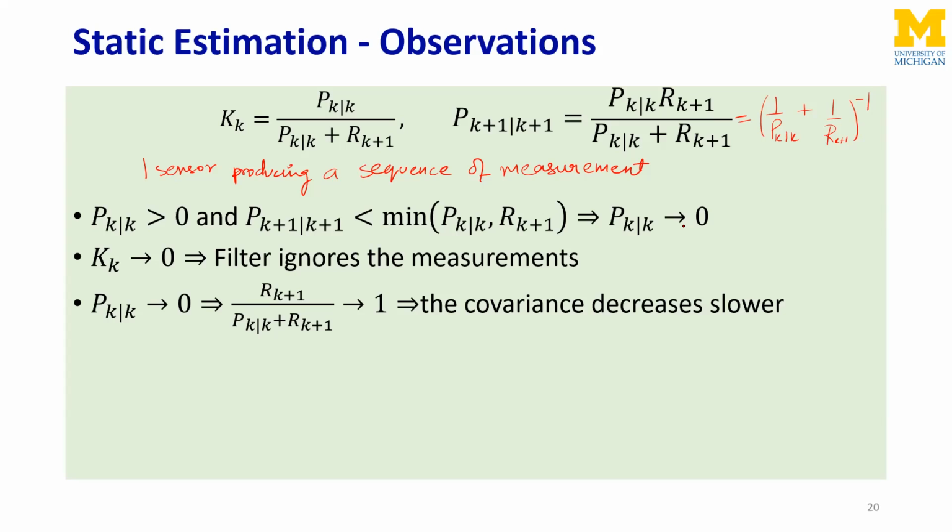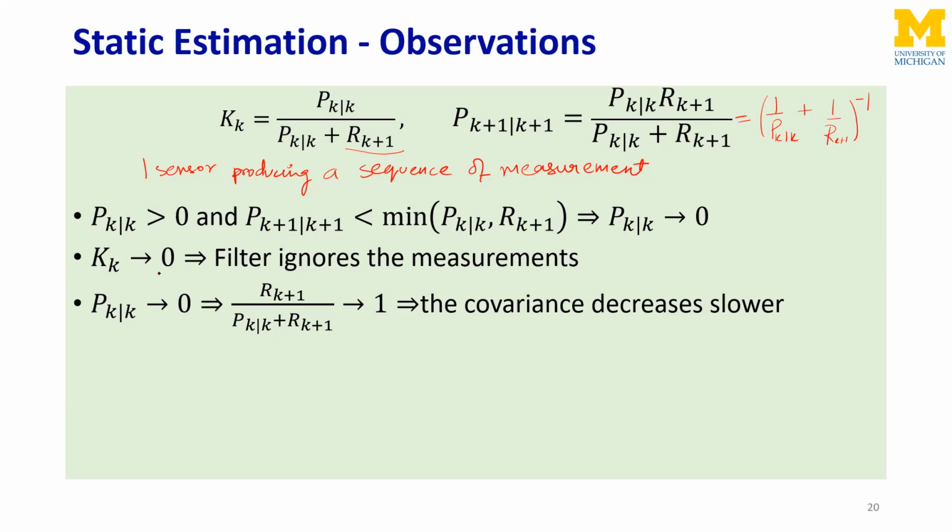Well, this is not very surprising. We already saw this the last time. The other thing to note is the gain matrix. So look at the gain matrix. We have PKK divided by PKK plus RK plus 1. Now this for a single sensor is going to be a constant. And if PKK goes to 0, then this gain matrix KK is going to become 0.